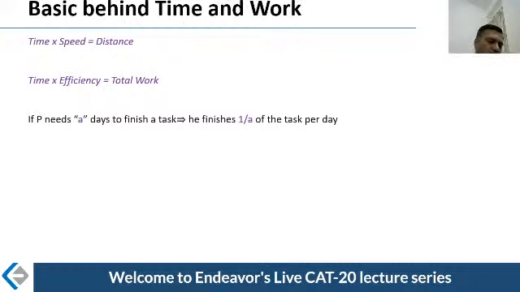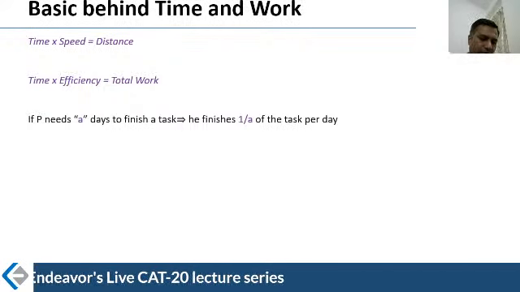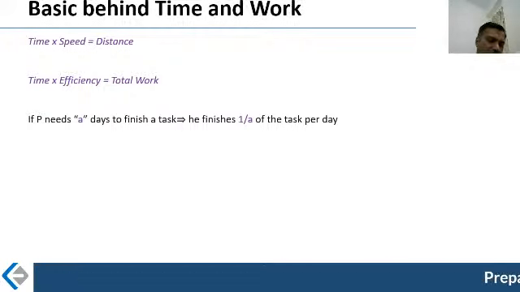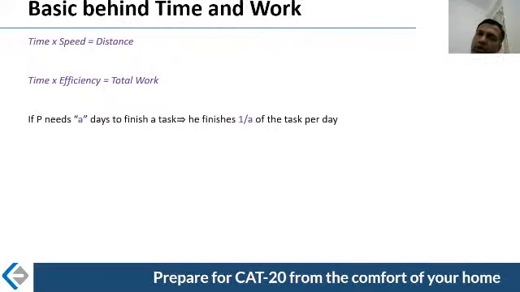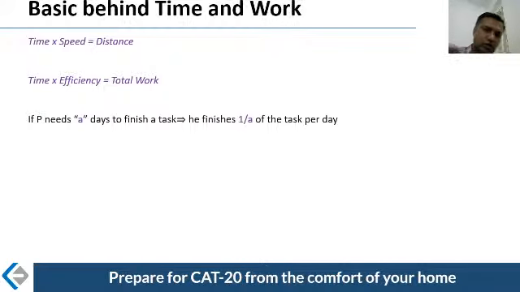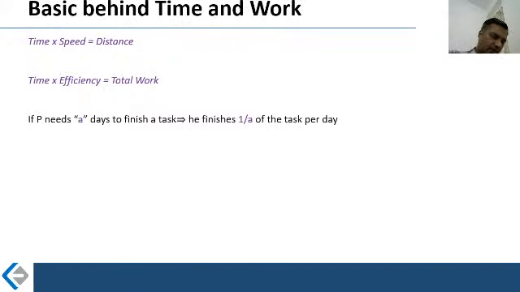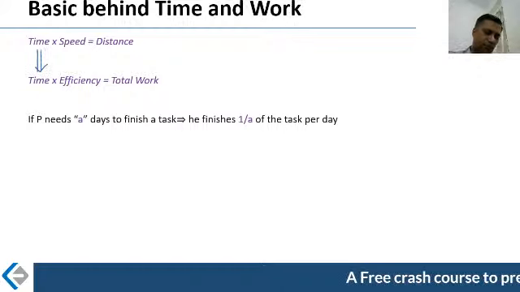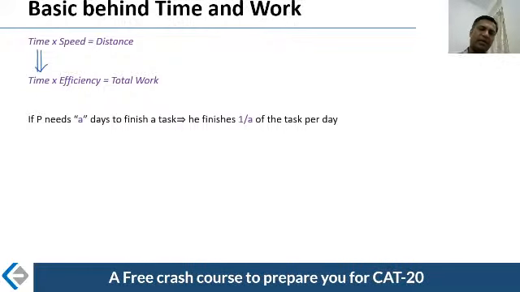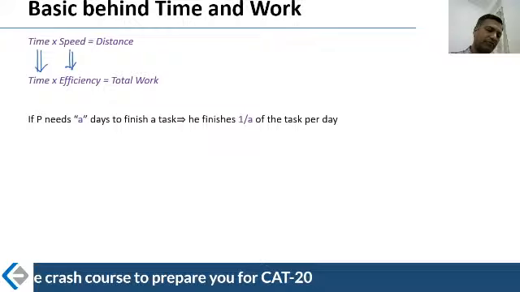We all know the first relationship that I've projected here: time into speed is equal to distance. We all know efficiency is also nothing but the rate of work. If I have to map one to one, time duration remains time duration, maybe a couple of hours, maybe a couple of days. The speed turns out to be the rate of work here, the speed of the vehicle.